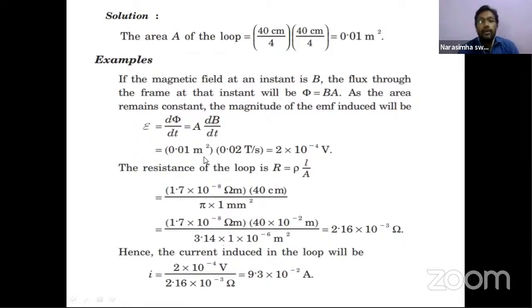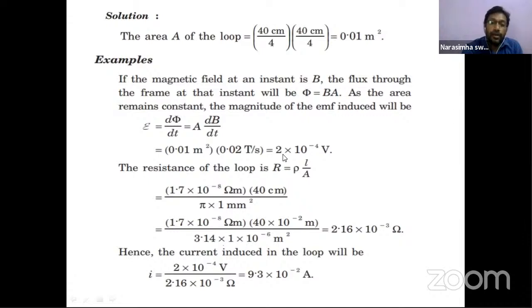Now A, which we got as 0.01 meter square, multiplied by the rate of change of the magnetic field, which is also given as 0.02 Tesla per second. This much field is changing. So now you are getting the EMF, the electromotive force, as 2 into 10 power minus 4 volts.